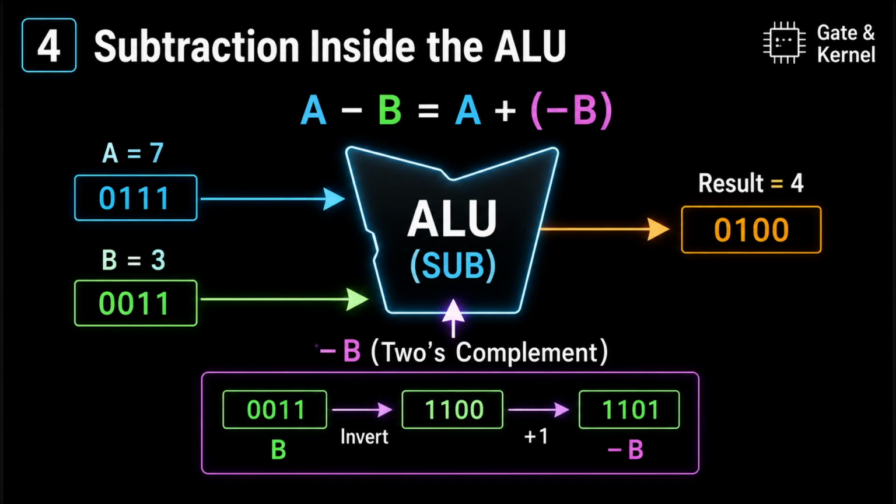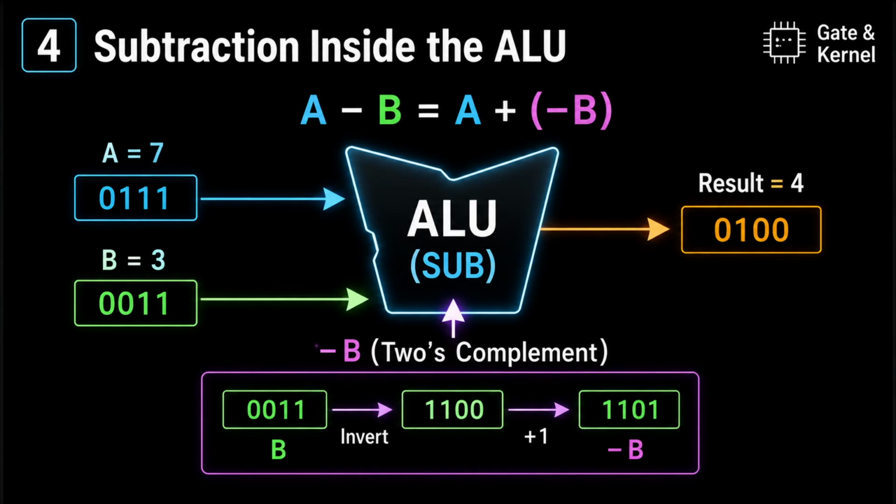Chapter 4. Subtraction inside the ALU. Subtraction is especially interesting because computers can reuse much of the same arithmetic idea used for addition. Suppose we want to calculate A minus B. Mathematically, we can rewrite that as A plus negative B. So instead of thinking of subtraction as a completely unrelated operation, we can think of it as addition with the negative version of the second operand.